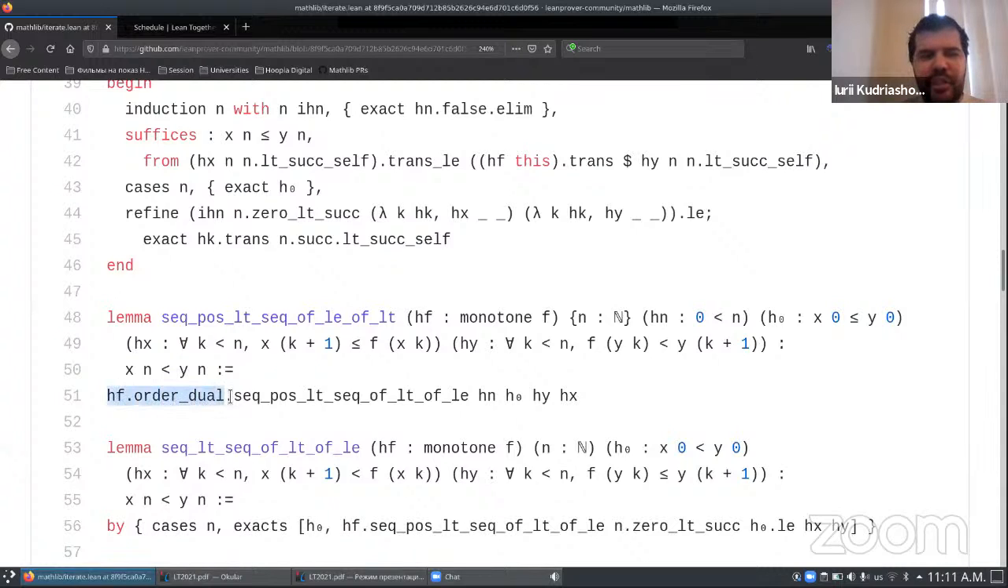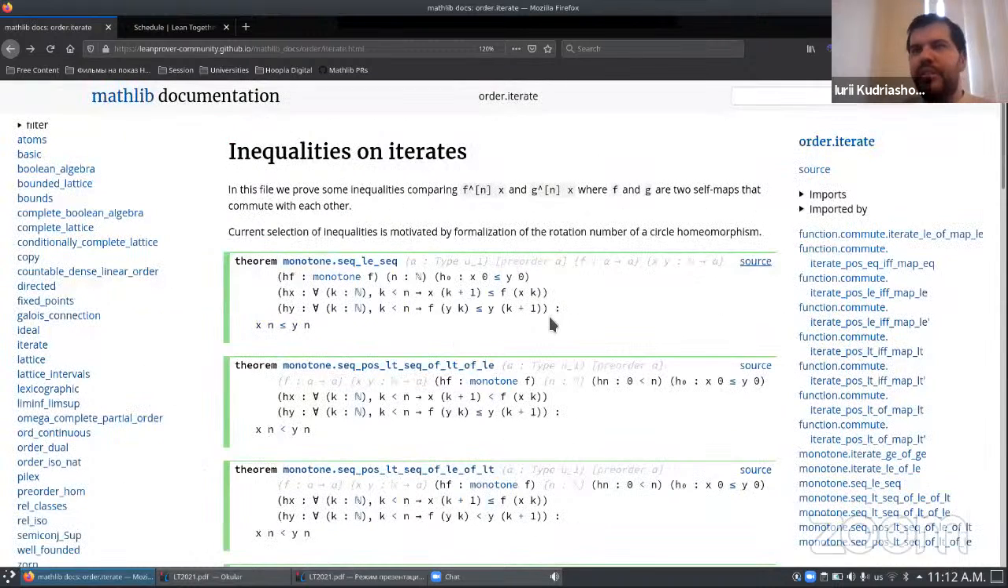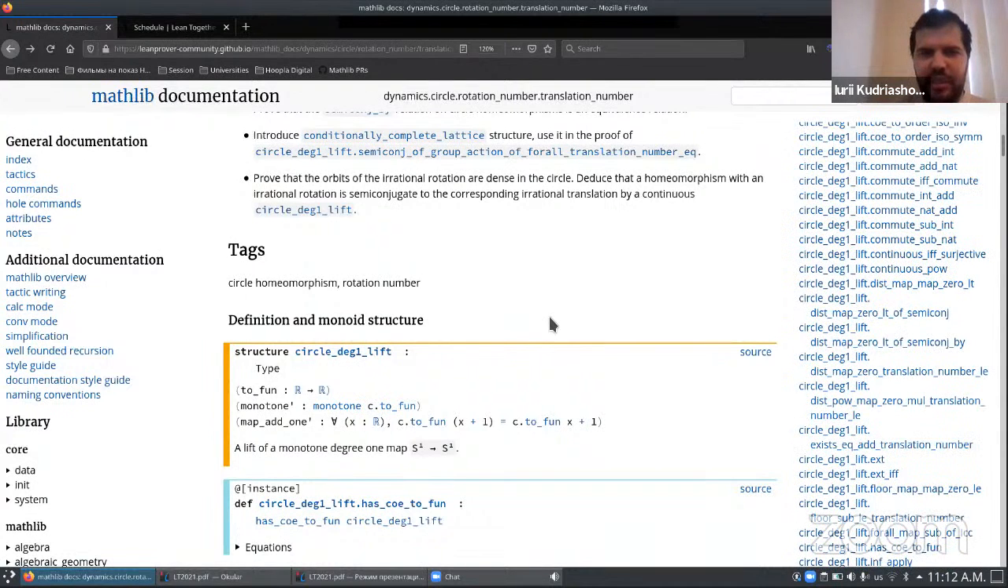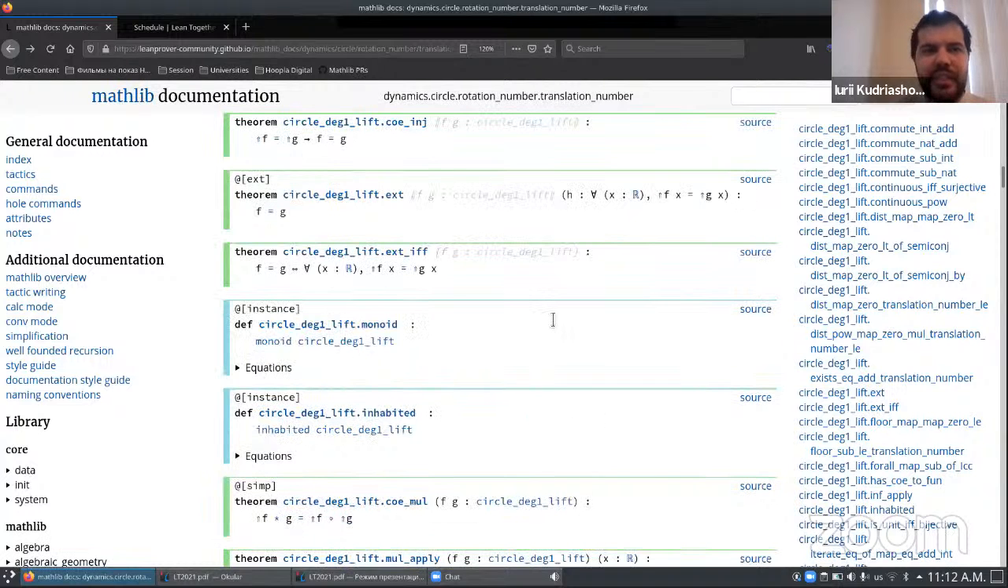Here, hf.orderDual transforms f from a monotone map from alpha to beta to a monotone map from alpha with order reversed to beta with order reversed. So it's a trick that you cannot do if you tie your hands by proving lemmas only for real numbers, but if you generalize them, then you can easily do it.